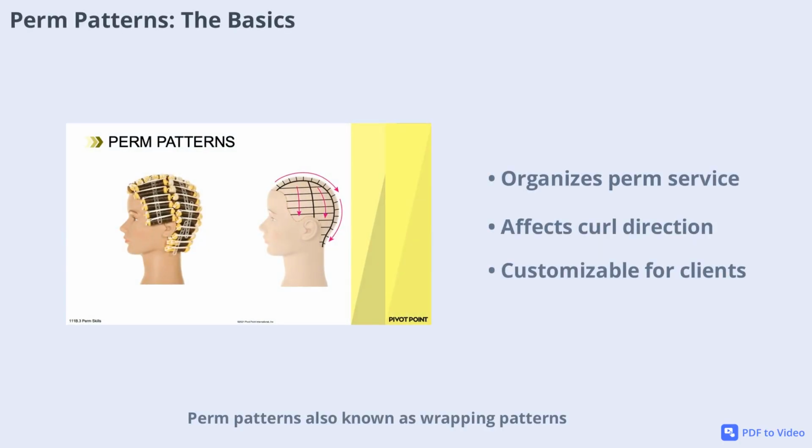Perm patterns, also known as wrapping patterns, are the arrangement of perm tools on the head. These patterns help organize and control the physical phase of the perm service, affecting the direction and movement of the new curl pattern. Understanding different wrapping patterns allows you to create a variety of looks and customize the service to each client's preferences.